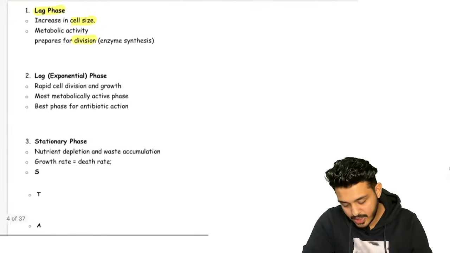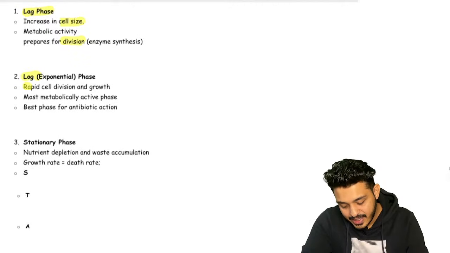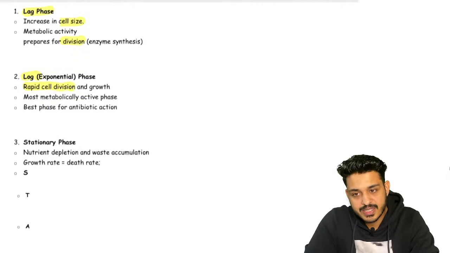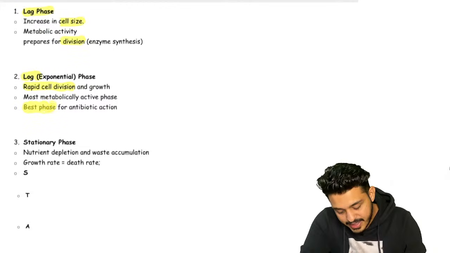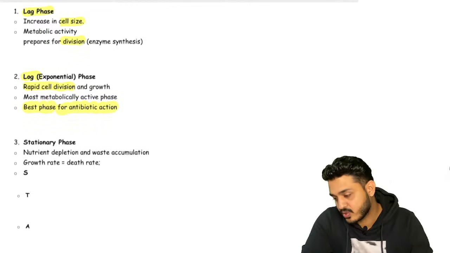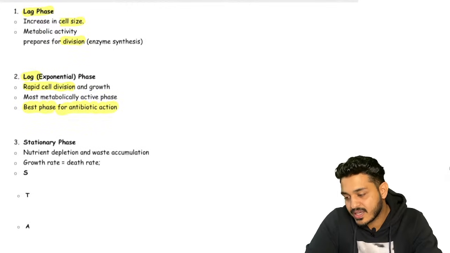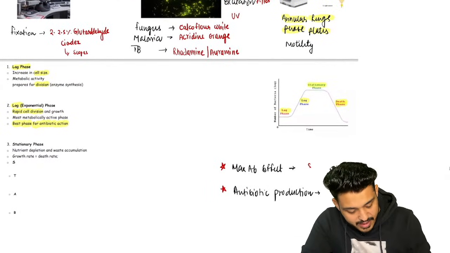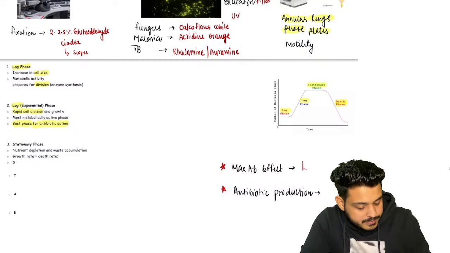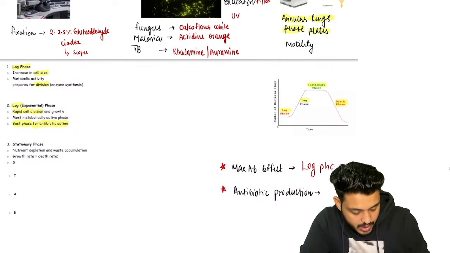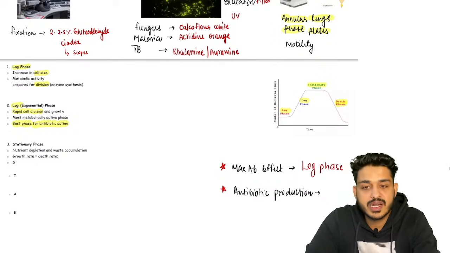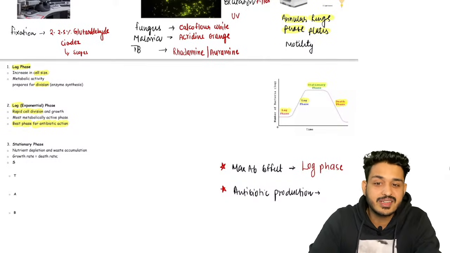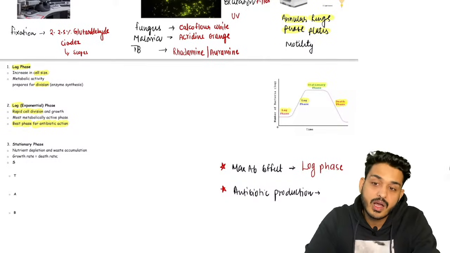The second phase is log phase, where rapid cell division takes place, right? This is the site where you get the best antibiotic action. So if they ask you about best antibiotic action, the maximum antibiotic effect, which phase will the answer be? The answer will be log phase. This is the expected question they can ask you. So what is going to be your answer in this case? You would go with the log phase, right?